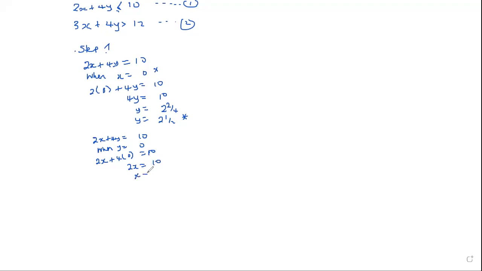Then x is equal to 5. So when y is equal to 0, x is equal to 5. When we have got 2 points, I think we can now sketch the graph. Okay, let me try to use a straight line, maybe, so that it can be neat.